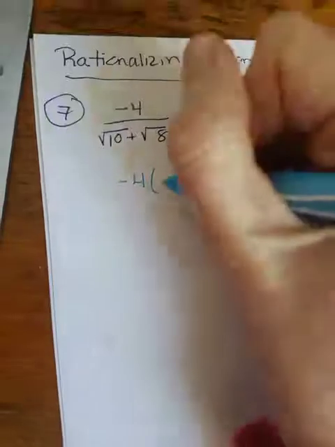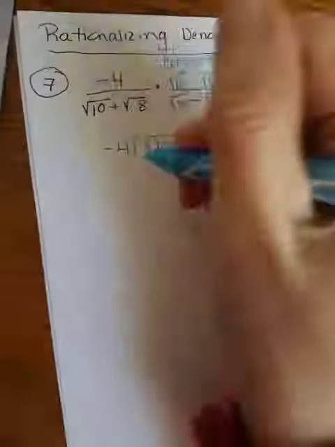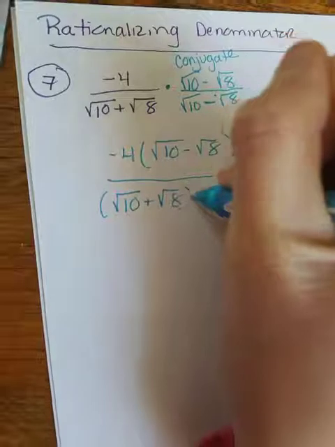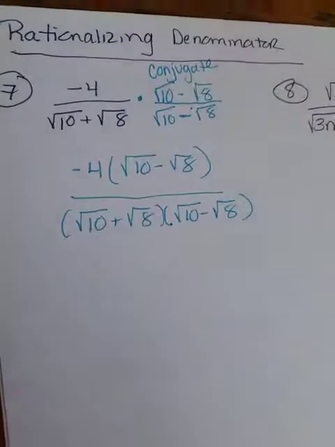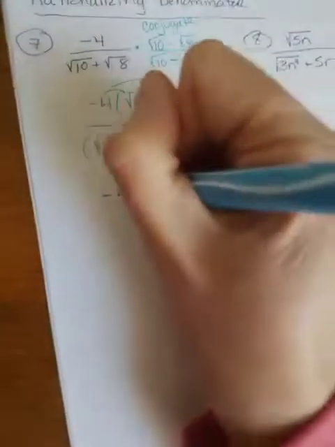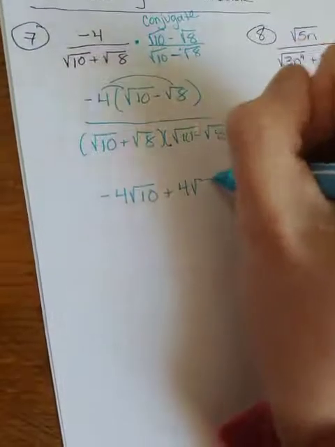So on the top, what happened is you have negative 4, just to really emphasize what's going on here. You have that. And then in the denominator, just to really remind you what we just did, we have this. Okay, so I don't want to leave it like that. I need to simplify. So I'm going to distribute in the negative 4. So that becomes negative 4 root 10 plus 4 root 8 in your numerator.